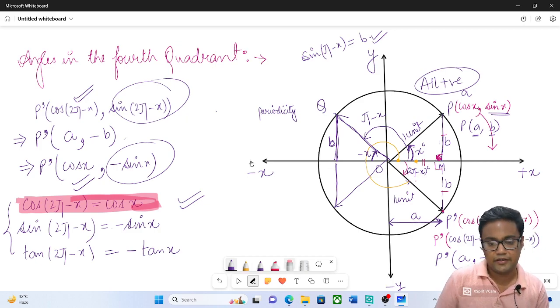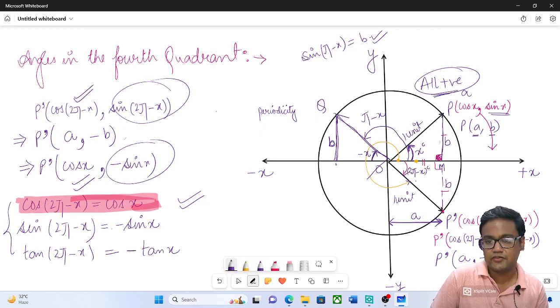So from here we can make a kind of mnemonic to learn in which quadrant which ratio is positive and which ratio is negative. So we can learn these things in the form of a mnemonic as well. And how can you do that? It is very simple.